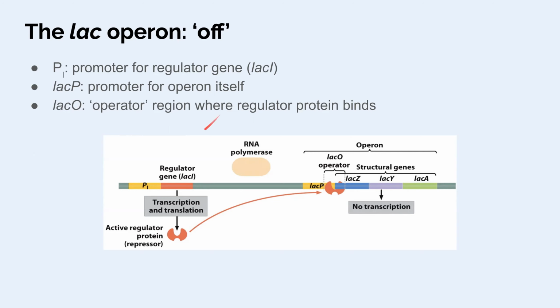So start with this P sub I region. This is the promoter for this other region called lac-I. So the promoter for the lac-I gene, P sub I is its promoter. It has its own promoter, it has its own protein coding region in red there. And by transcribing and translating the lac-I gene, you get this repressor protein. So again, as I mentioned before, the protein is an enzyme and has to have its own DNA instructions. So that's where the repressor comes from.